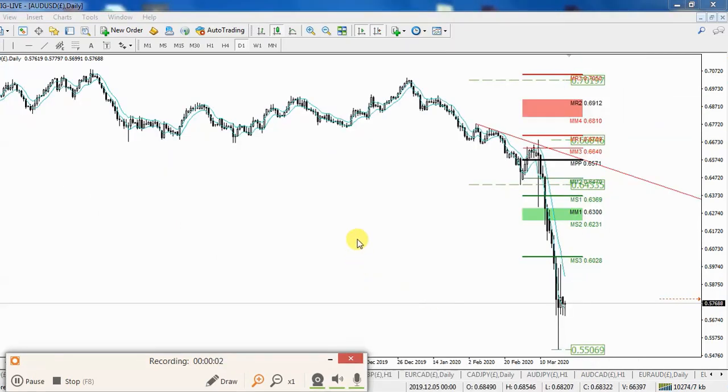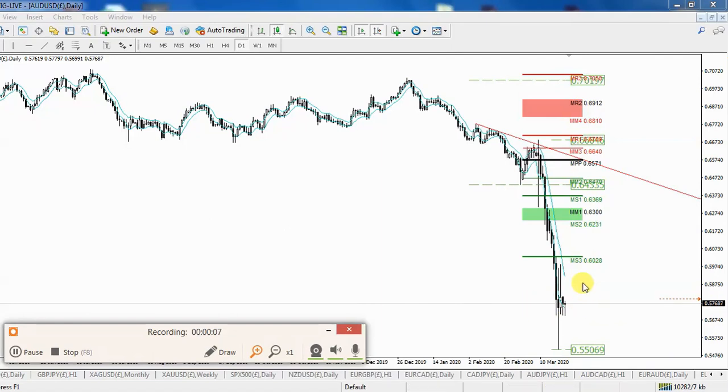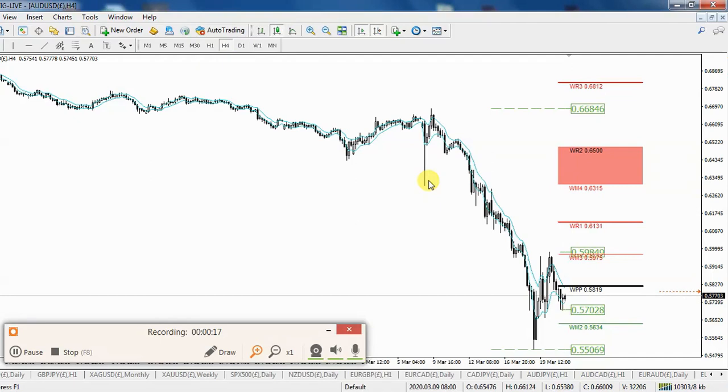Lastly, we got Aussie against US dollar. I definitely do not like these last few days' candles. I don't like how the candles are closed. However, it's still looking very weak. If we go to shorter time frames, I'm waiting for this price to push a little bit higher. We got this weekly pivot here, which has not been tested yet.